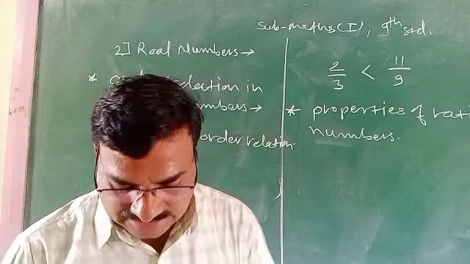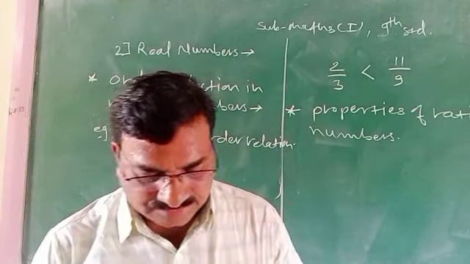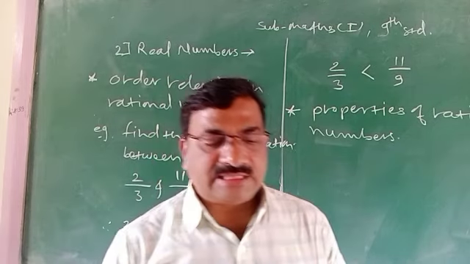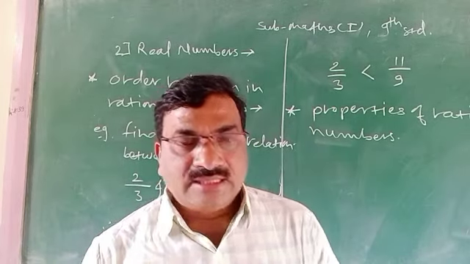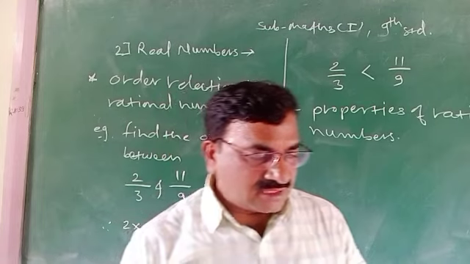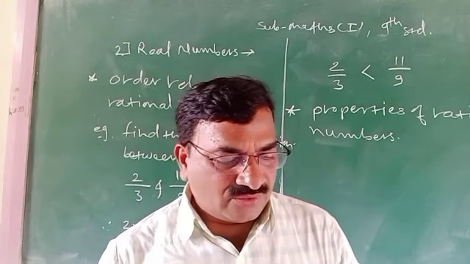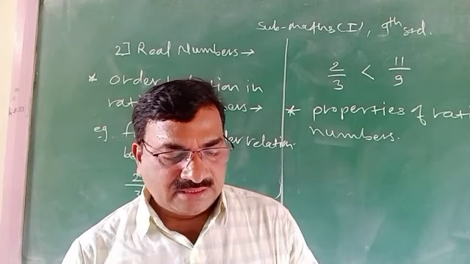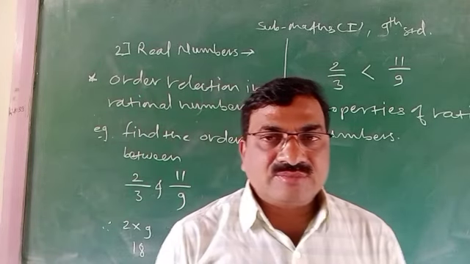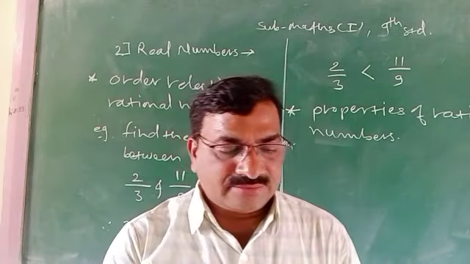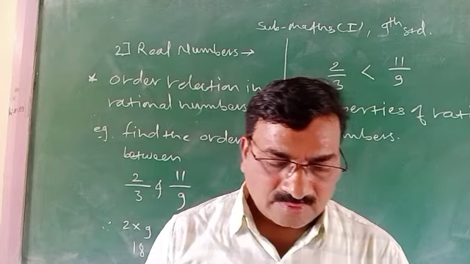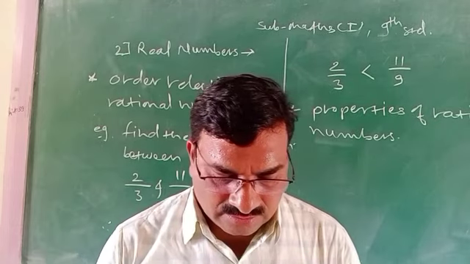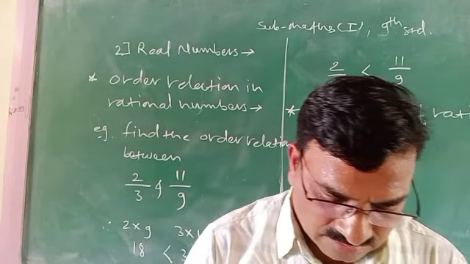Properties of rational numbers. Here 4 properties are there. From the chart, page number 19, you can take those properties: commutative property, associative, identity and inverse. These are the 4 properties. Take those 4 properties from the chart, page number 19.